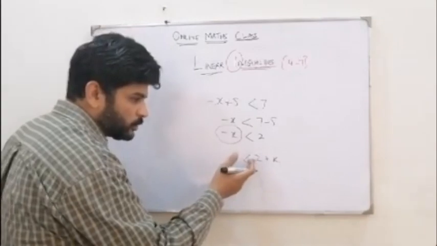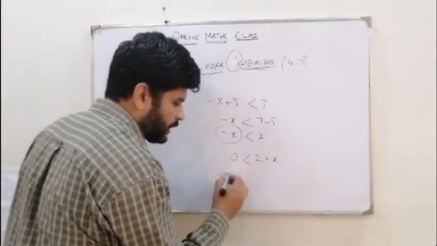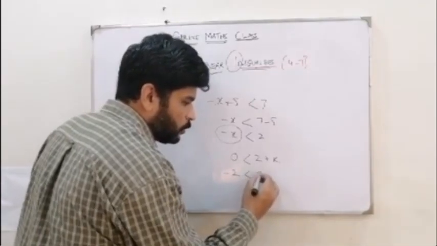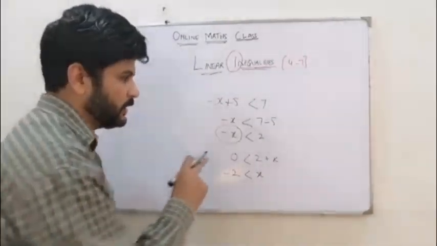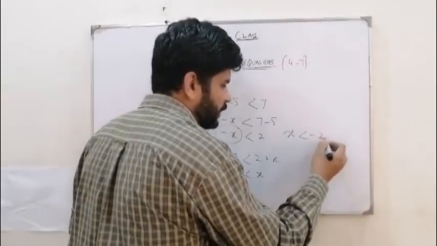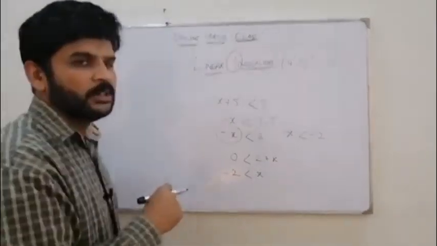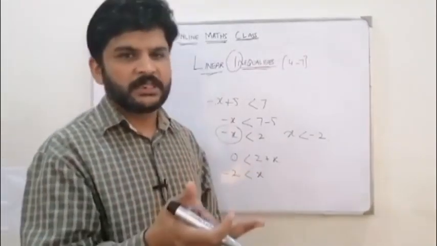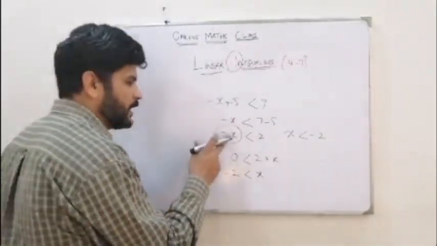Now this 2 is going to come over here, because it is adding, it's going to go and subtract here. So the answer is minus 2, but see what's the difference. If I would have shifted minus here, the answer would have been x is less than minus 2. But here the answer is x is greater than minus 2. So the sign shifts.